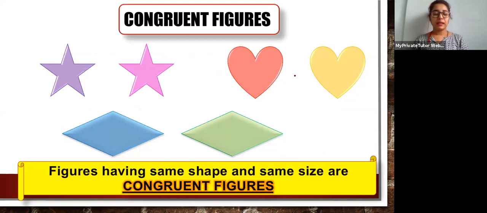Now, what does that mean? In the star case, you just saw that both of the stars are exactly equal. If you talk about the hearts, both of them are exactly equal. These two diamonds are also exactly the same in shape. Such figures are called congruent figures. You have to remember this, it is very important. Figures having same shape and same size are called congruent figures.